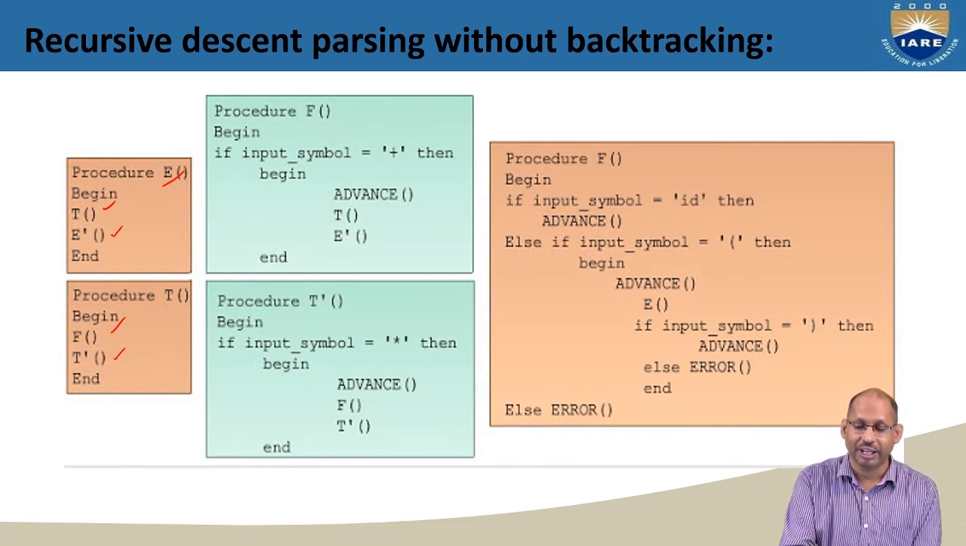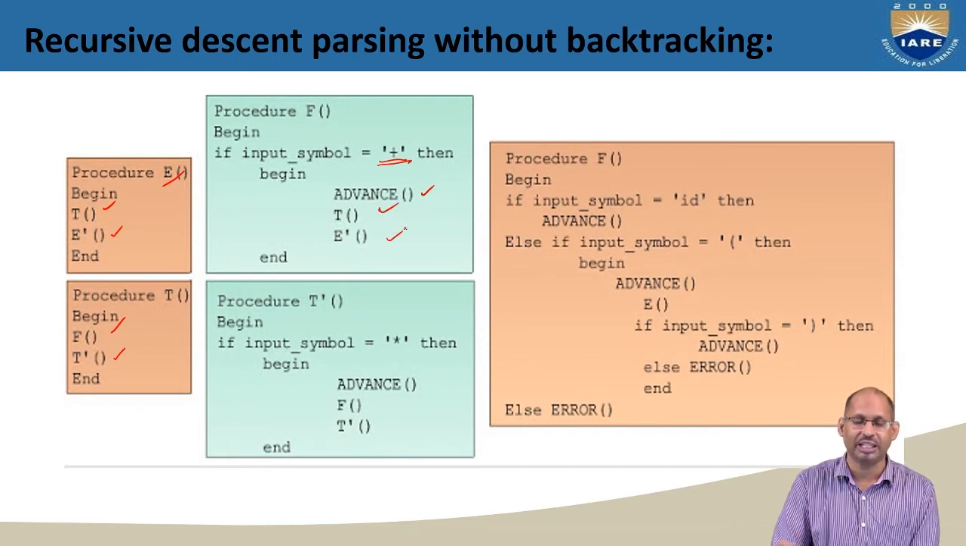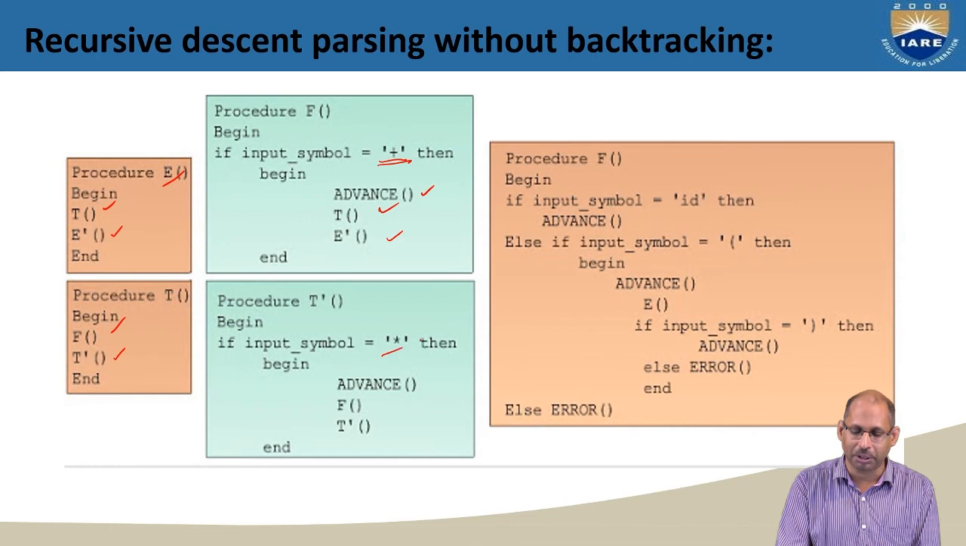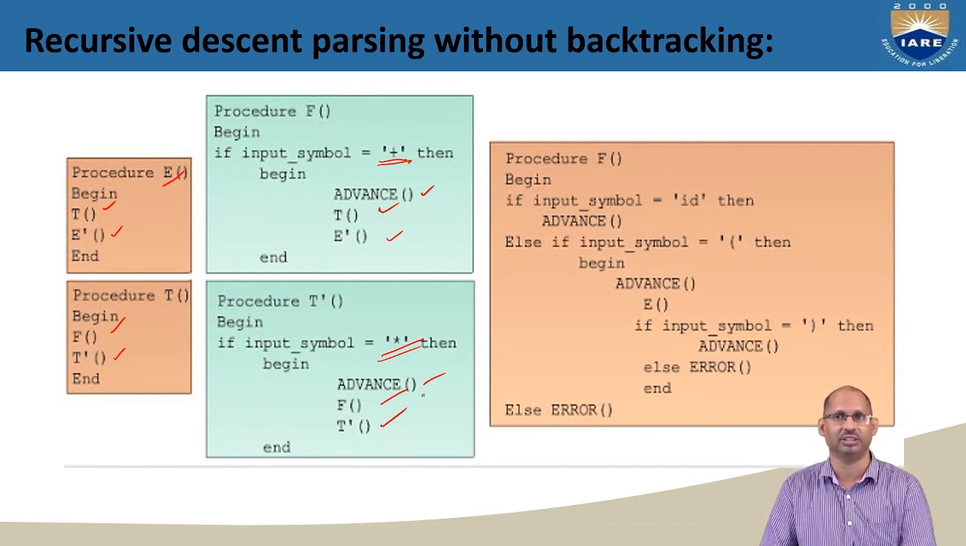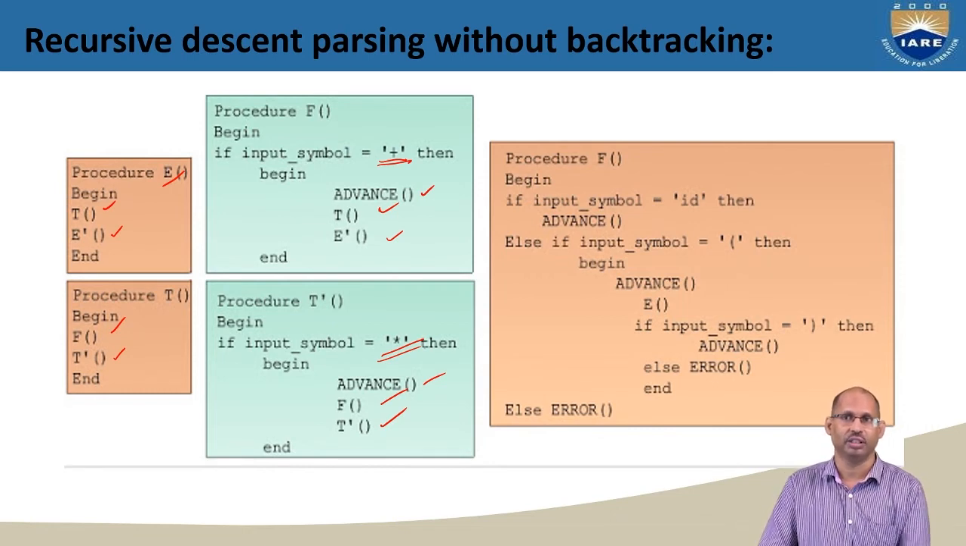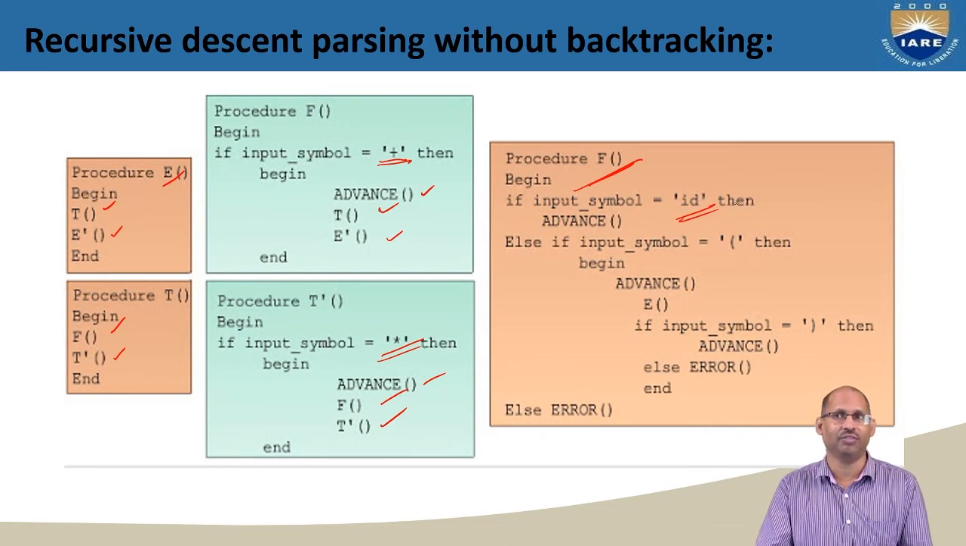Then F function: if the input matches with the plus sign, then we perform the advance function, then call the T function and E dash function, similar to our context free grammar predictions. If it matches with the multiplication, then we increment to point to the next symbol, then we call the F function and T dash. Right? Then if it is an F function, then if it matches id, then advance.